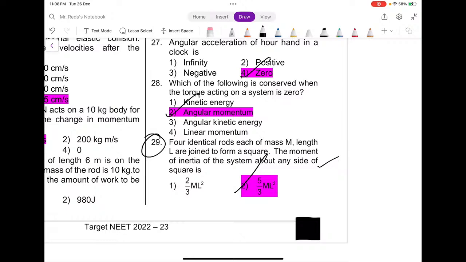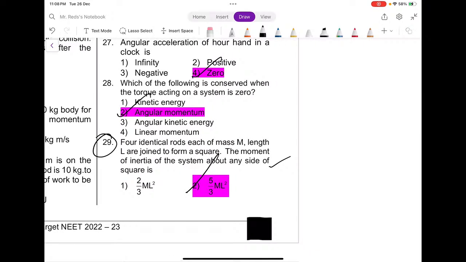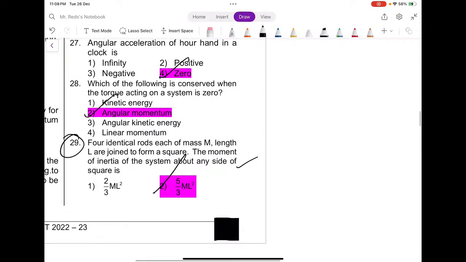So let's try to draw the pictorial representation of the given scenario. Four identical rods, each of mass m and length L, are joined to form a square. Let us consider here, this is one rod, this is another rod, and this is another rod, and this is the fourth rod. So all are identical, guys. All are having length L and mass m, and they're joined to form a square.